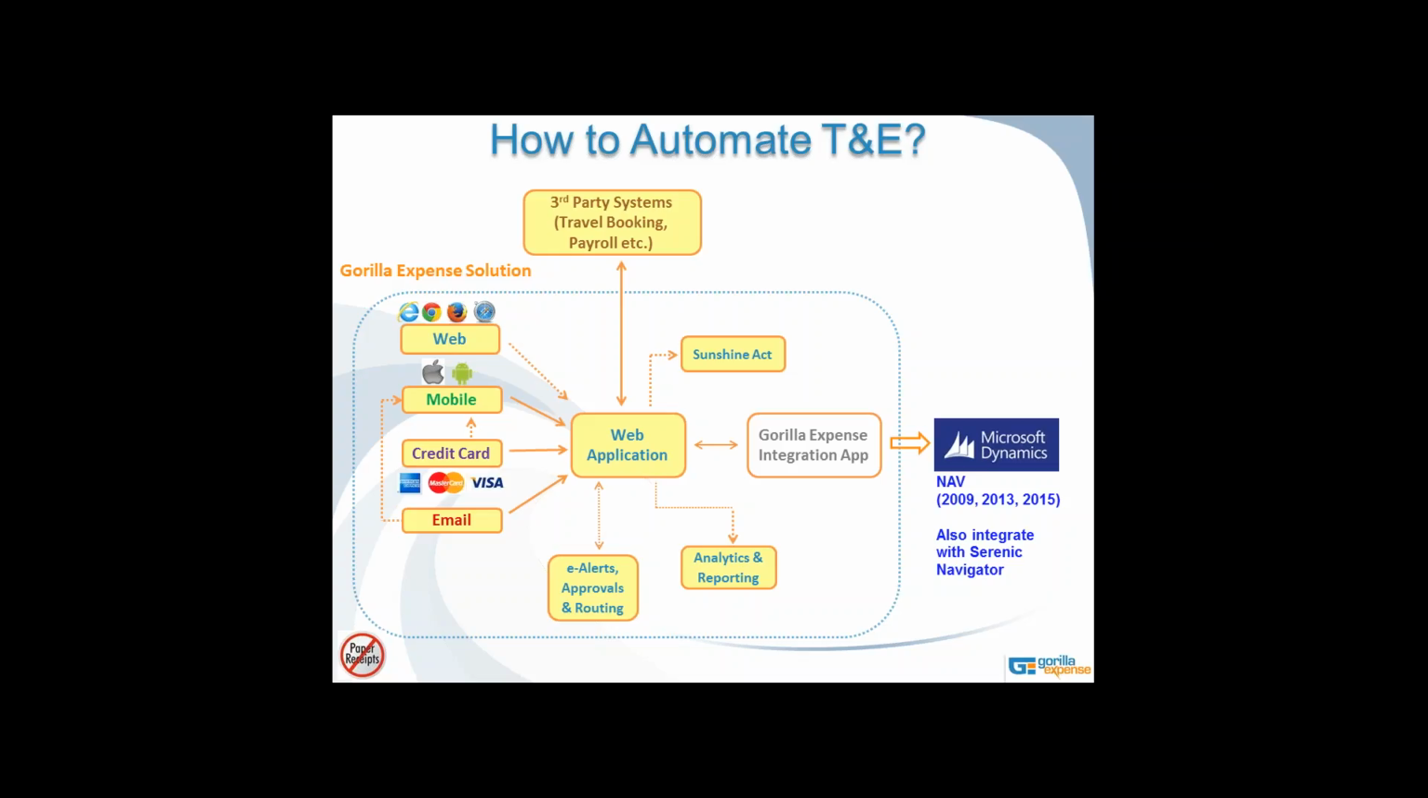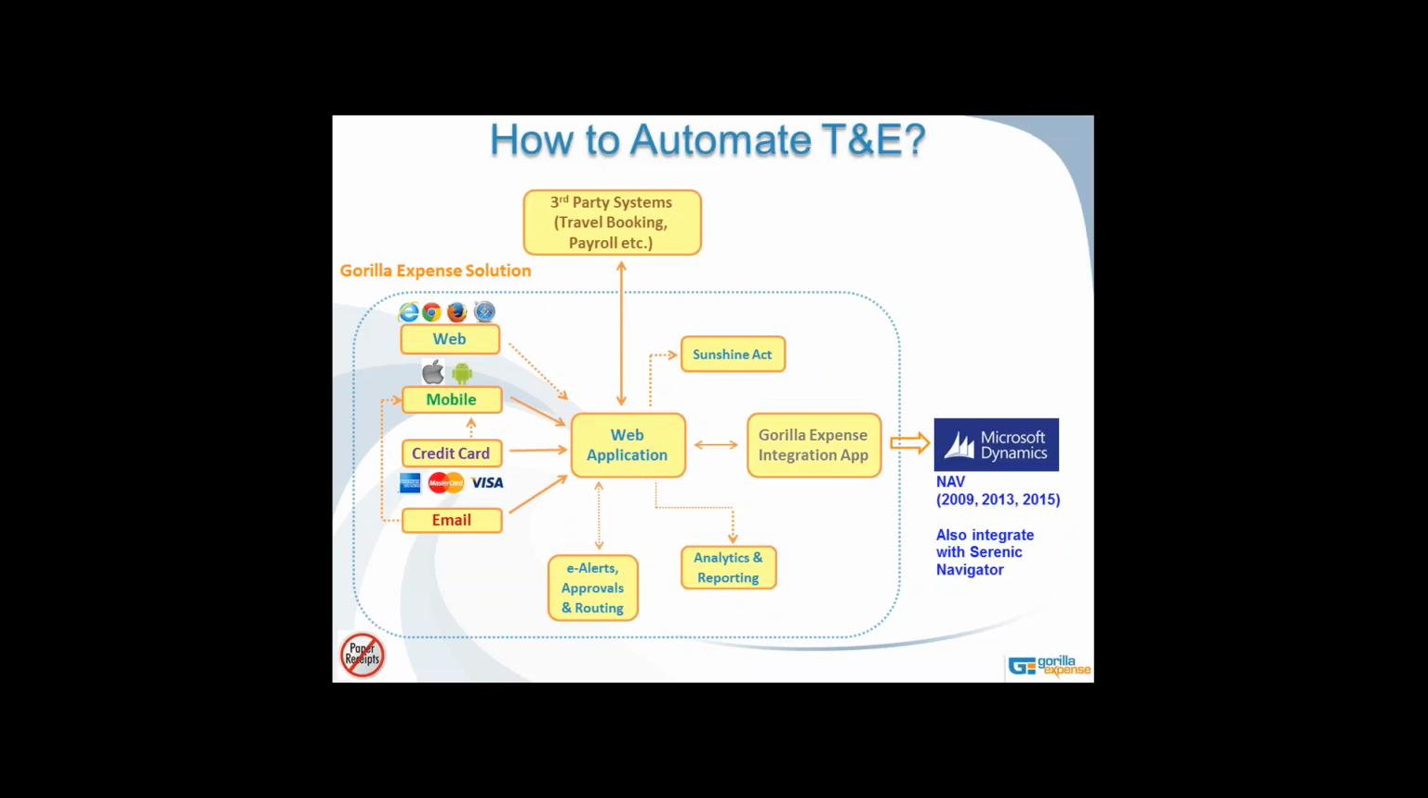So if you're using a third party disparate payroll system like ADP or Paylocity or whoever it might be, we can generate a flat file that you can export out of Gorilla Expense and import into the payroll system to reimburse employees. So that's available as an option.